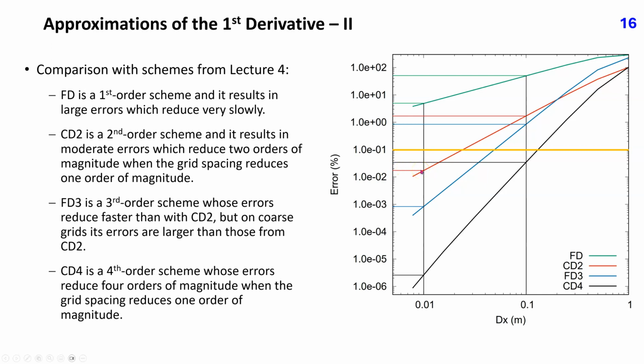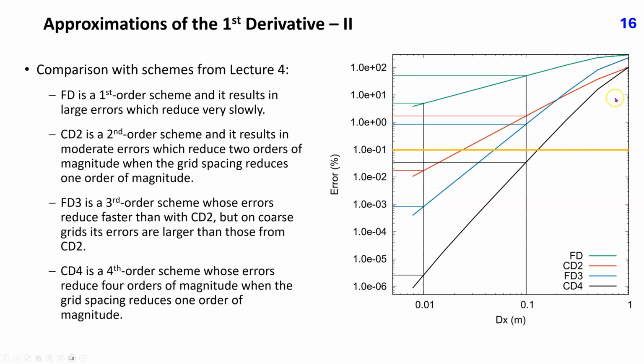The error from CD2 is even smaller than the error from FD3 for grid spacing larger than 0.2 meters. The third order forward difference approximation starts with errors larger than with CD2, but it quickly attains the slope 3, and for grid spacing of 0.01 meter, the error is below 0.001%.